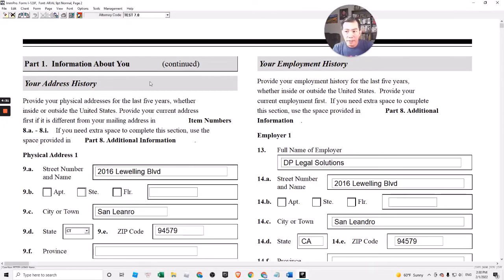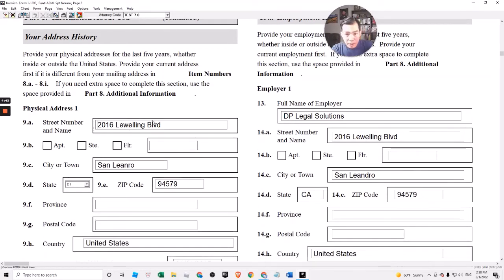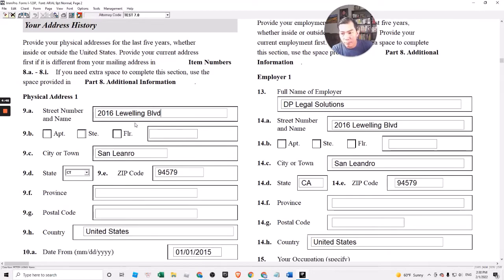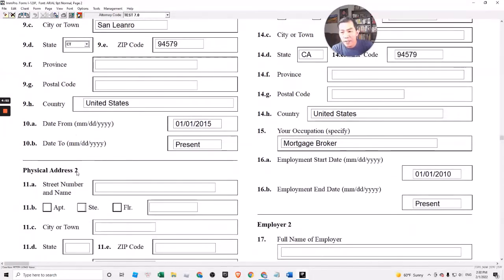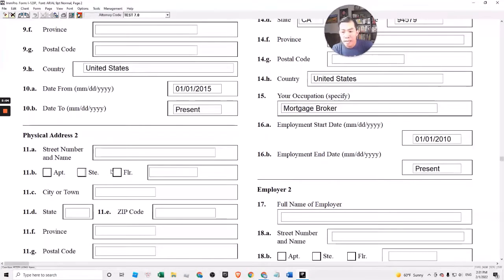Part 1, continued. Your address history. USCIS requires you to provide a 5-year history. So if your current address is 5 years or longer, you just put one address right here, physical address 1. But if in the last 5 years you lived in multiple places, you have to provide all the addresses you've been living at. Physical address number 2, number 3, and down the road.